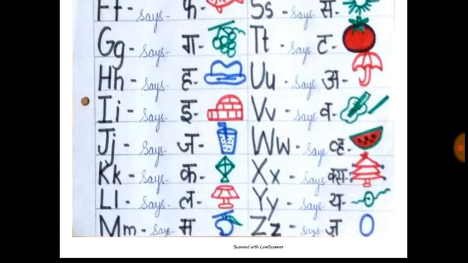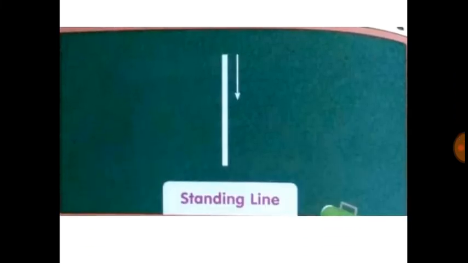Now students, move to our pre-writing strokes. So tell me students, which line is this? Yes, this is a standing line. This is a standing line. And the formation of a standing line is top to bottom.